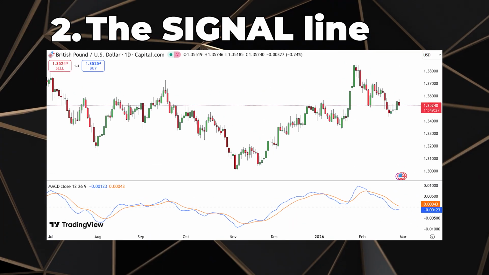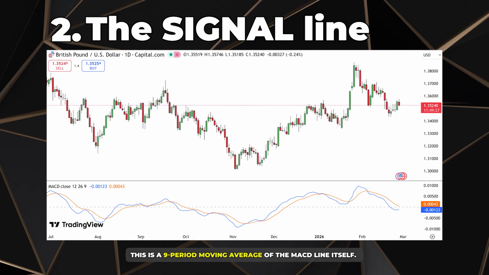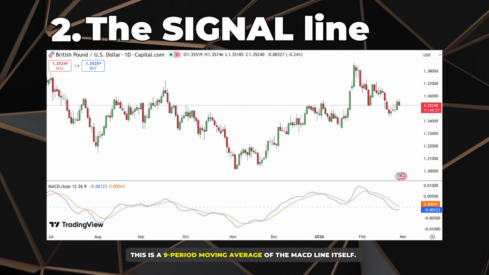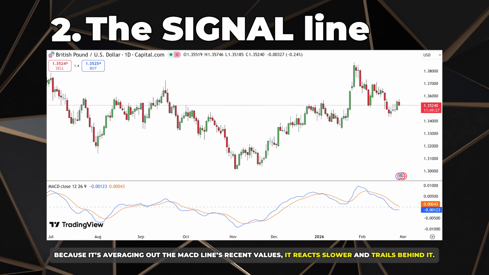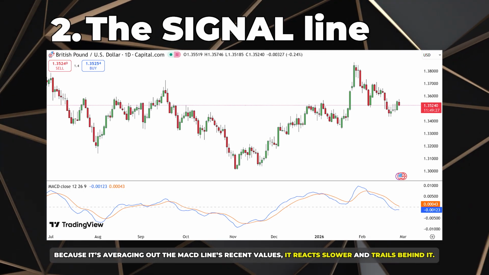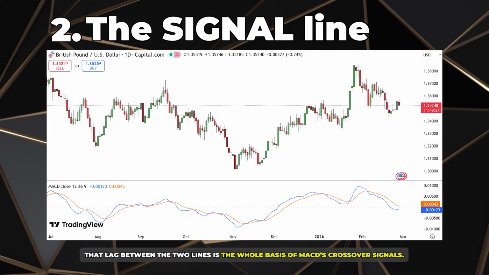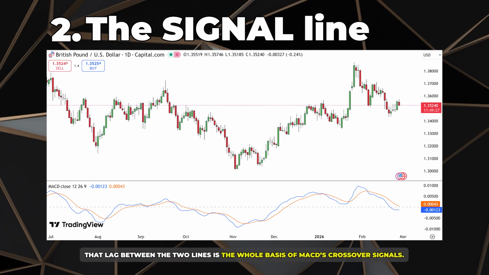The second part is the signal line. This is a 9-period moving average of the MACD line itself. Because it's averaging out the MACD line's recent values, it reacts slower and trails behind it. That lag between the two lines is the whole basis of MACD's crossover signals.